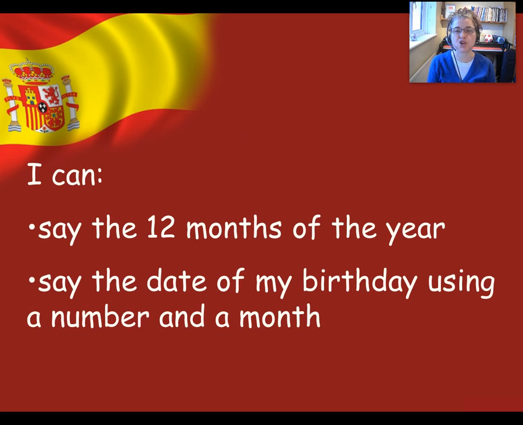Now, we're starting a new unit today. We're going to be starting looking at the months of the year. So, today we're going to be practicing saying those 12 months and also using them to help say your birthday using our numbers from 1 to 31 and also a month.